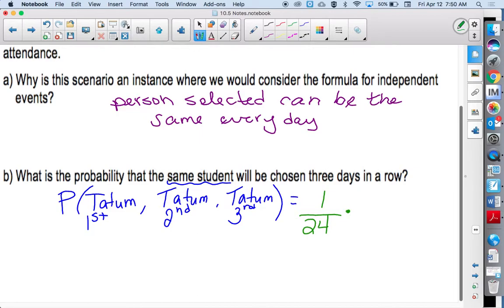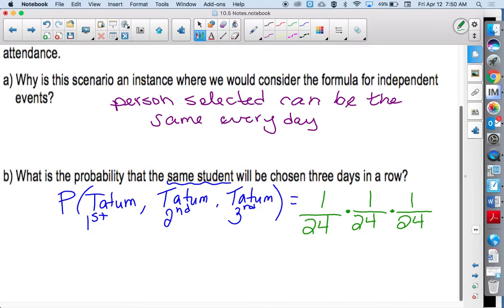What's the probability of me choosing Tatum on the second day? Julia? 1 out of 48. 1 out of? It's still 24 because there's still 24 students in the class on that day. So the number doesn't change because it's just now the second day. I still have 24 students to choose from. So then on the third day, I still have 1 student out of the 24 to choose from. So my class size isn't growing. That bottom is always the total of what I currently have for each day to choose from.